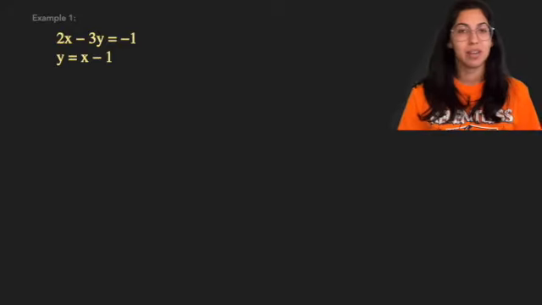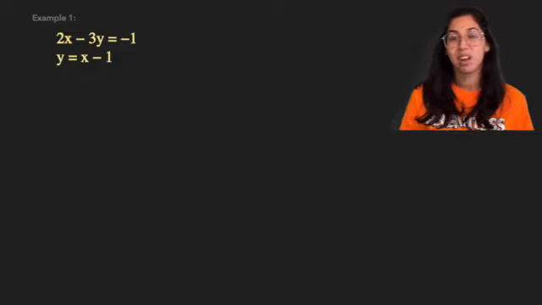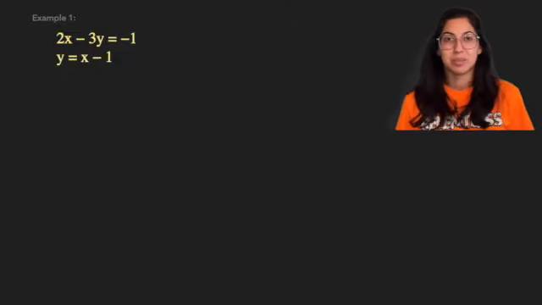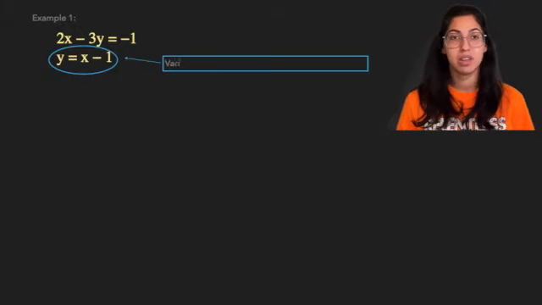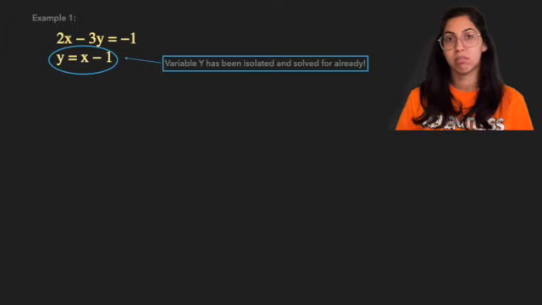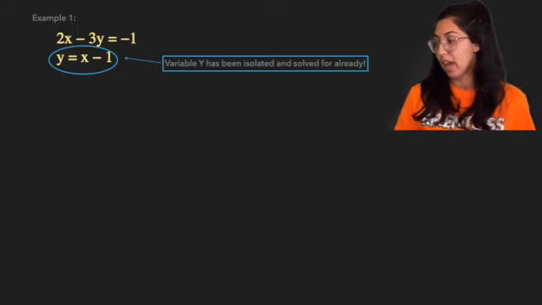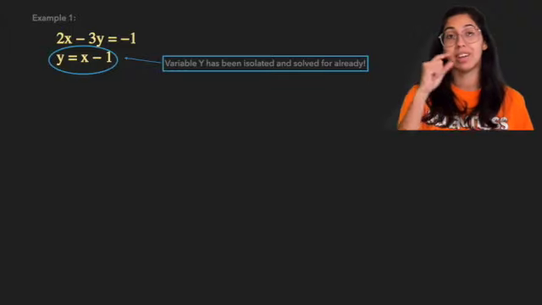So here we go. Example 1. We have 2x minus 3y equals -1, and y equals x minus 1. So we're going to go ahead and we notice that this one is already isolated for the variable. It's already solved, so we don't actually have to change anything. So we can go ahead and skip steps 1 and 2 almost. We're going to go ahead and use this equation to plug into the other one.